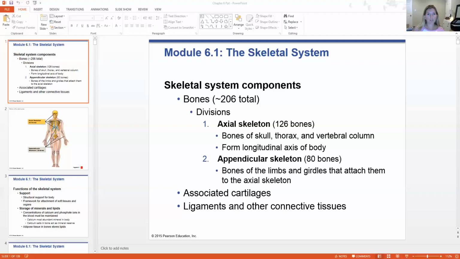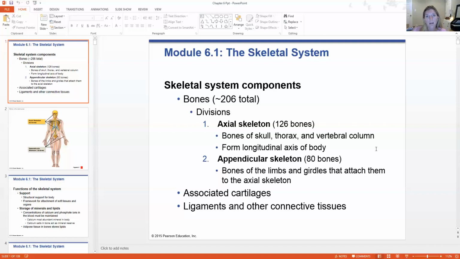We're getting into chapter 6. Here it is. Just needed to find my screen. Alrighty. So we're talking about the skeletal system, the bones, right? There's 206 bones in the adult body. There's more in a fetal body or an infant body, and that's because the bones haven't fused together.